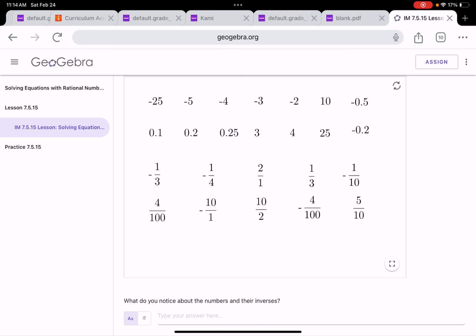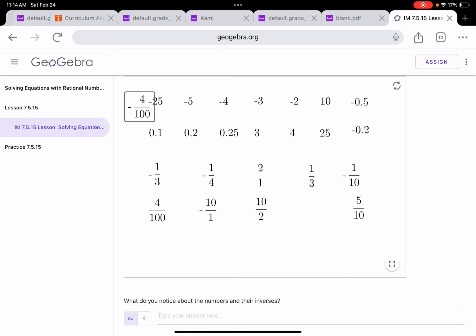4 over 100 is close, but it's got to be negative because a negative times a negative is positive, and we need it to be a positive one. And if you look, this 4 over 100, if I simplified it, would be 1 over 25. If I did 1 divided by 25 on a calculator, it would say 0.04, which is 4 100ths. That was a hard one to start off with.